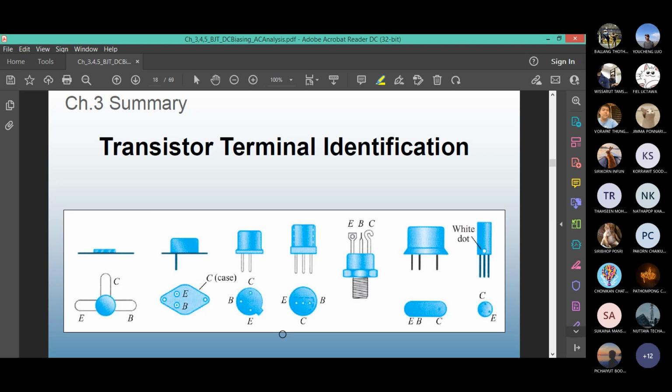Some of the examples of physical construction of transistor, there are so many different models. You might find one or more of these in the lab. The white dot is, in this case, the base terminal, I believe.